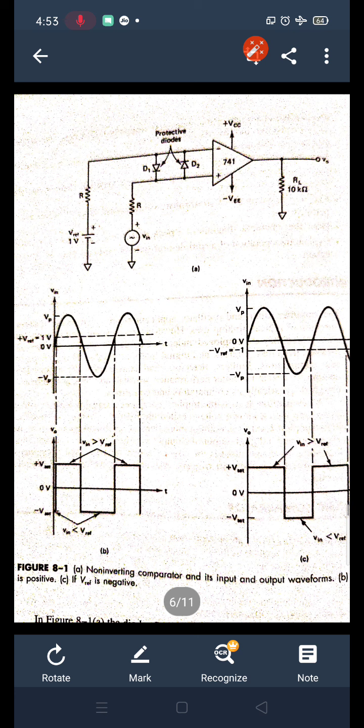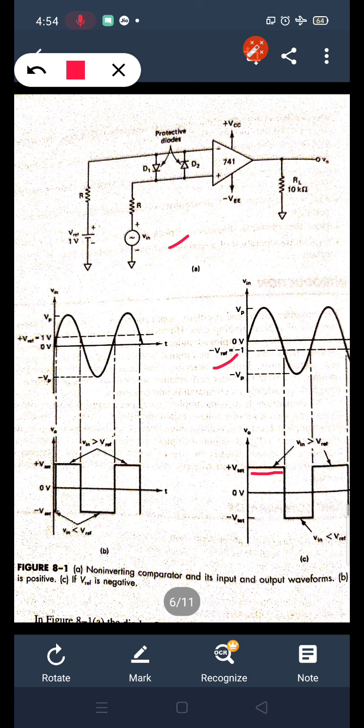Similarly, when the reference voltage is minus 1 volt, or you can say the reference voltage is negative with respect to ground, with a sinusoidal voltage applied to the plus input, the non-inverting terminal, the output will be as shown in figure B. When our input is greater than V reference, plus V saturation is going to take place, right?